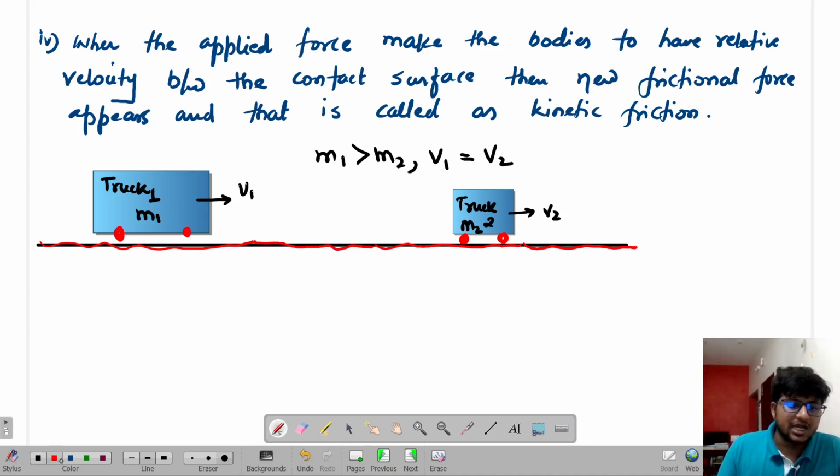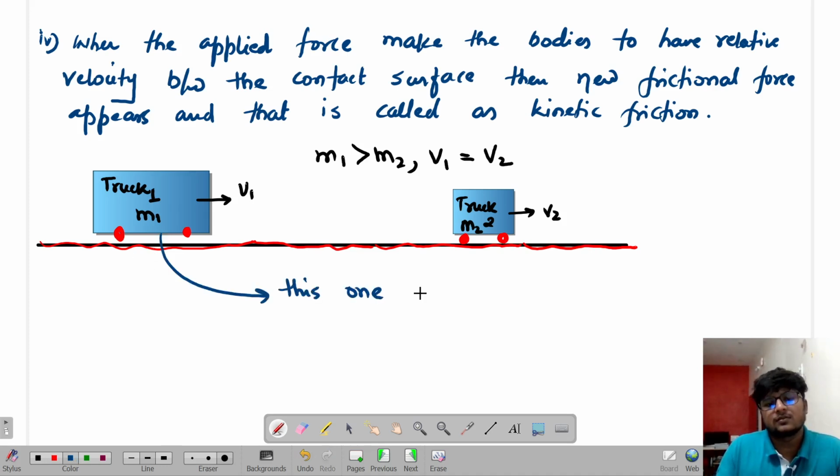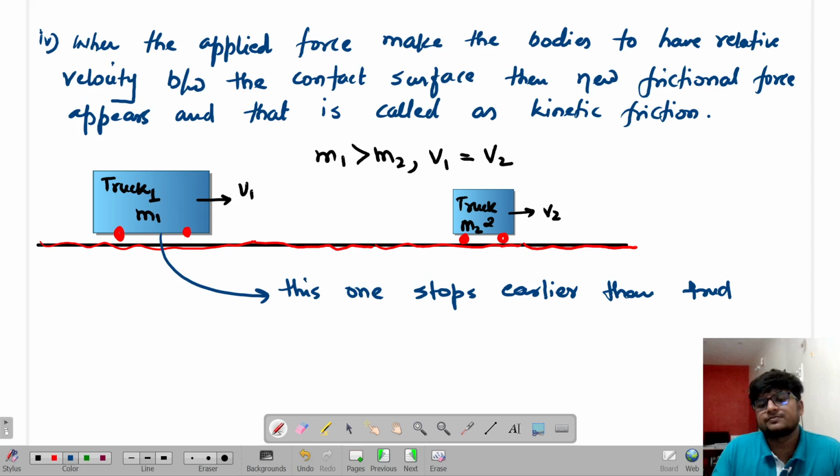So this means that this one stops earlier than truck 2, correct? This one stops faster.